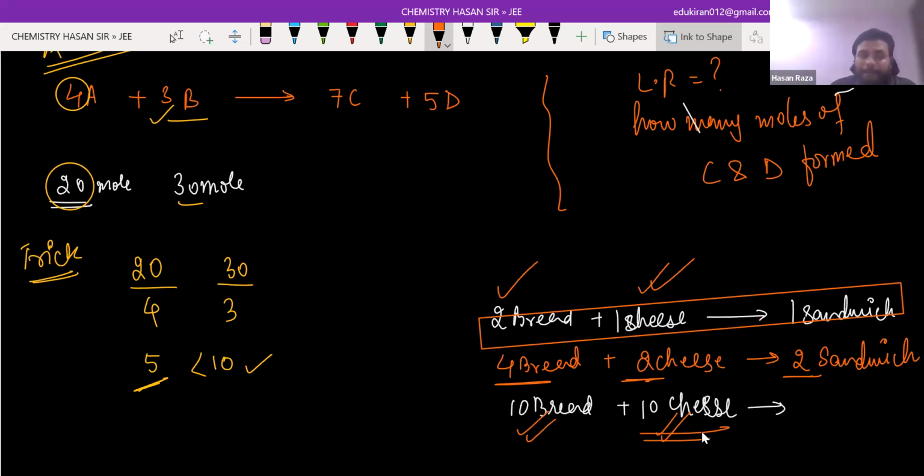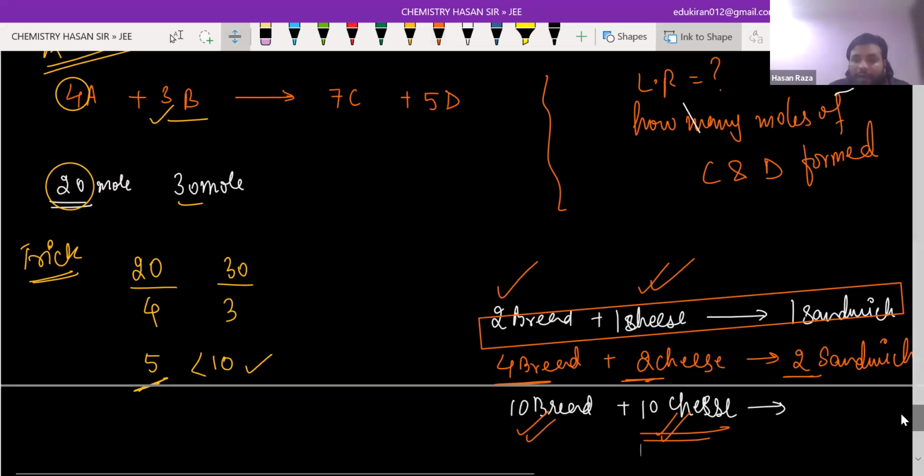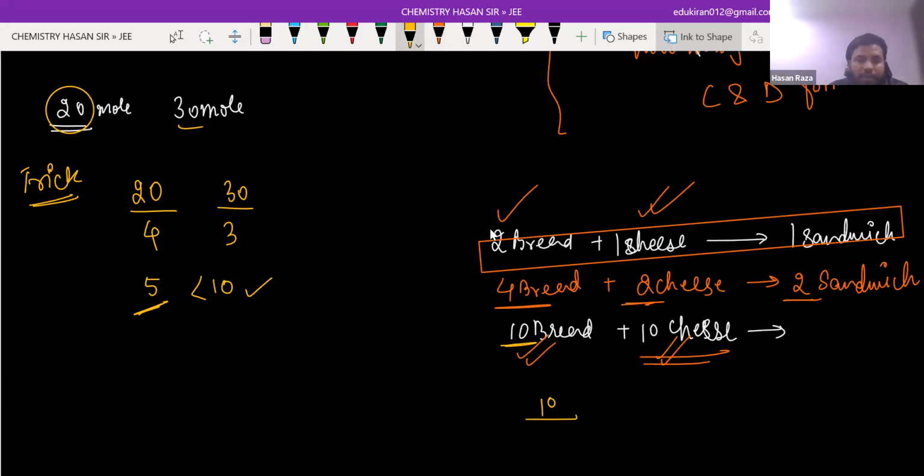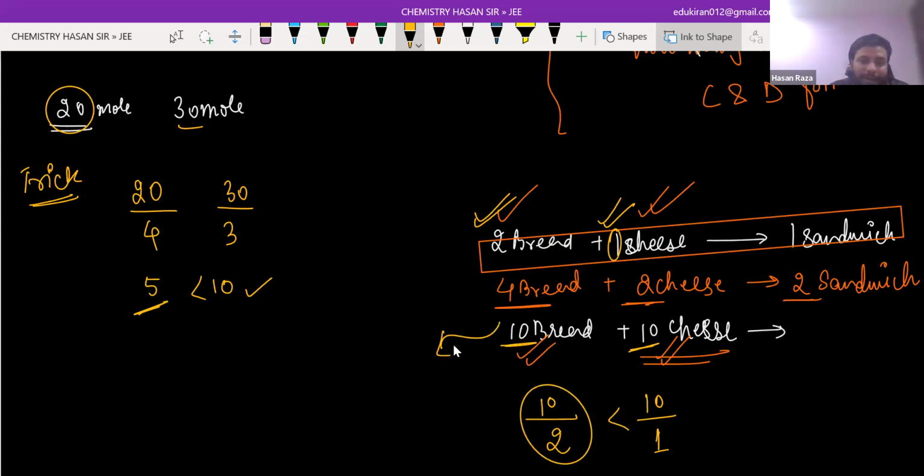Are you getting my point? Or you can directly calculate the limiting reagent. How? This is your 10 bread in the question, and this is your balanced chemical equation coefficient, which is 2. This is your 10 cheese in the question, and this is the balanced equation coefficient, which is 1. So which one is greater? This one is greater, this one is lower. That means bread is your limiting reagent. So if 10 bread is there, only 5 cheese will combine with 10 bread to form only 5 sandwiches.